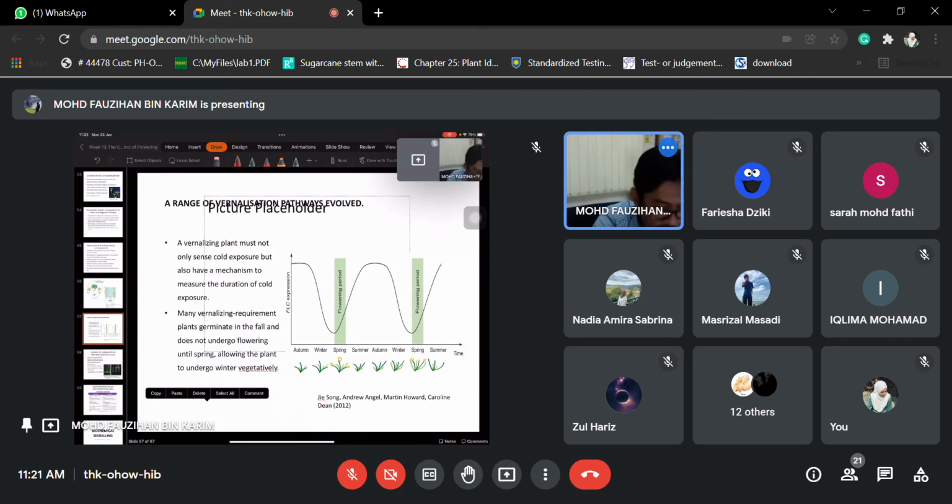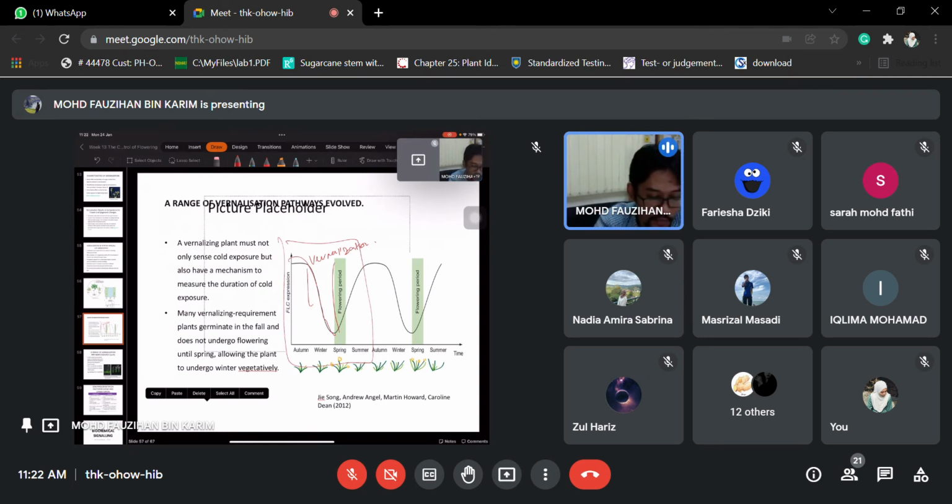Ini yang gambar tadi kita dah discuss. Right, it's going down. Okay, autumn suhu masih dalam probably 15 to 20 degrees, and then during the winters can be low temperature to below freezing points. So vernalization happens here. Right, and then spring the temperature will go up again, and then dia akan start flowering.